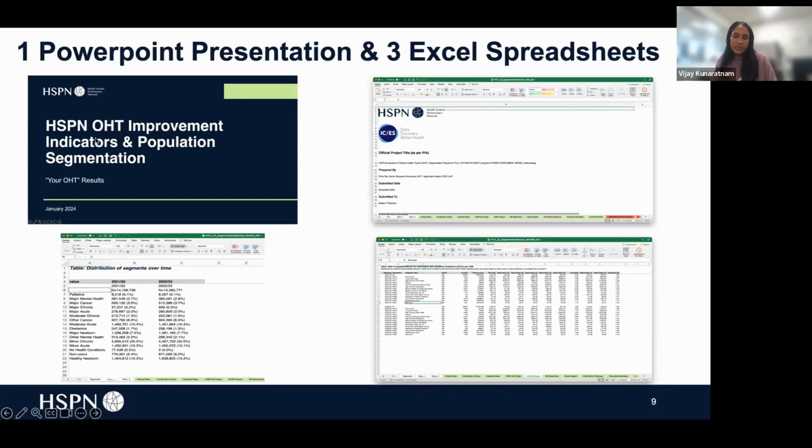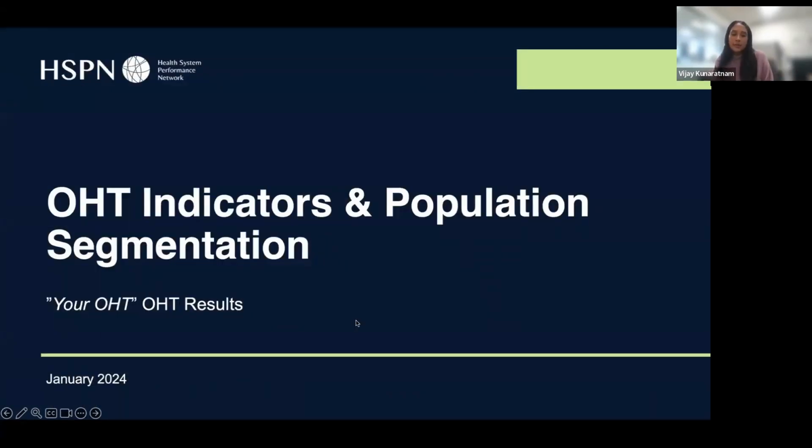And each OHT also would have gotten 3 different Excel spreadsheets, which contain their own OHT's raw data for 20 different indicators. And we've done it stratified by 3 meaningful subgroups. So we've done it by Chi-High population grouping, by BC matrix system, and by primary care model. So I'm just going to spend a little bit of time walking you through a few components of the PowerPoint presentation that each OHT received.